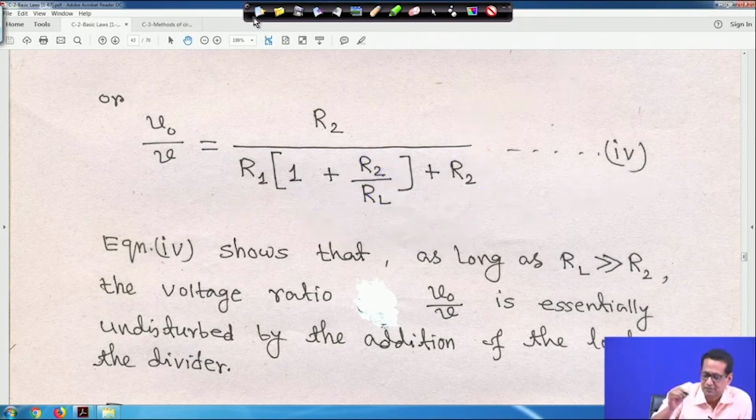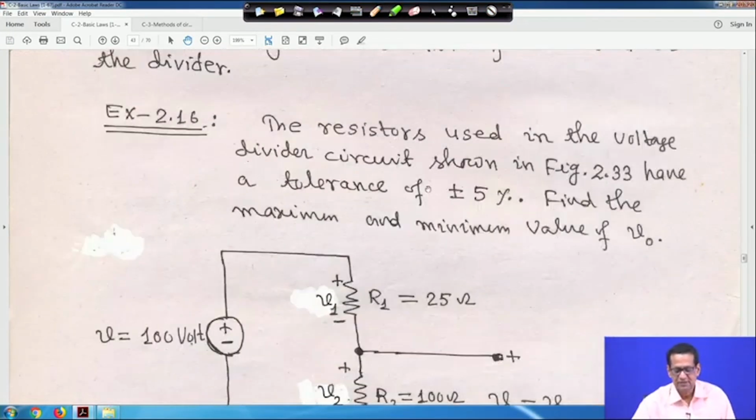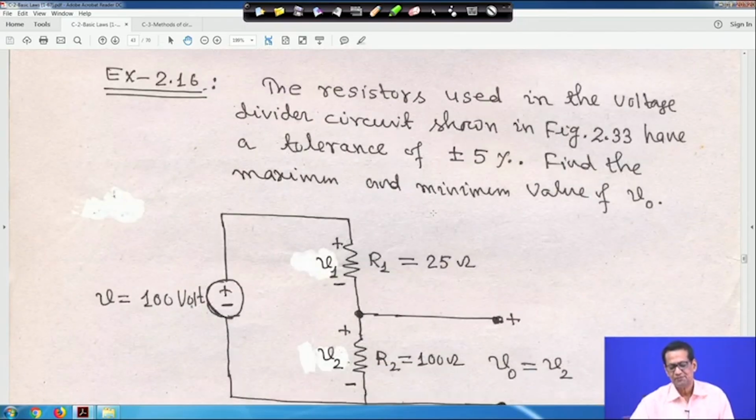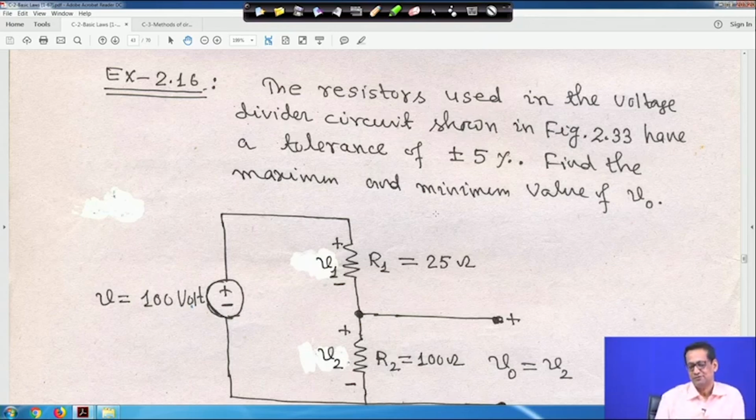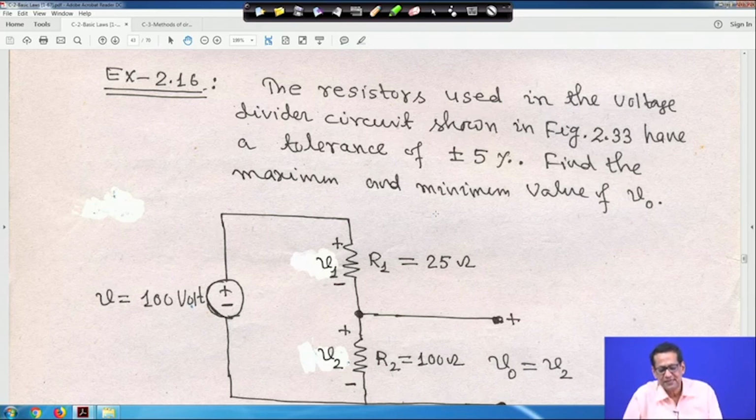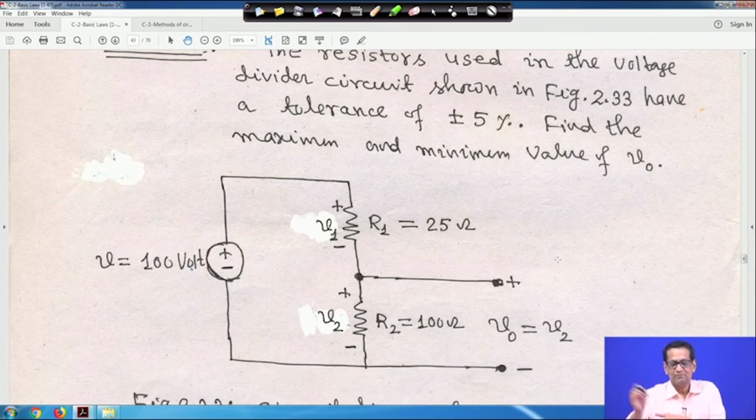Okay, let me clean it. So, take one small example. This small exercise will be given for you. The resistors used in the voltage divider circuit shown in figure 33 have a tolerance of plus minus 5%. So find the maximum and minimum value of V0. You have to find out, with all the resistance tolerance given as plus minus 5%.